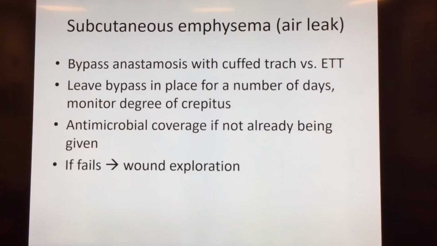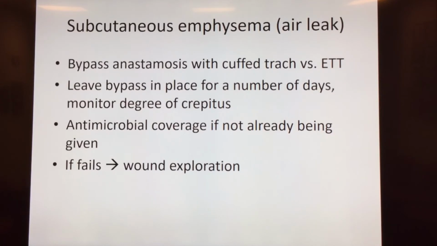As far as subcutaneous emphysema, if you experience an air leak postoperatively after your airway reconstruction, first of all, you do conservative management. You can observe it, and if it's not getting any worse, then you can just leave it alone and have your patient on antibiotics to try to prevent any infection. If it is getting worse, then you may need to bypass that anastomosis with a cuffed trach versus a cuffed endotracheal tube. The whole idea here is to isolate the area of leaking and bypass it.